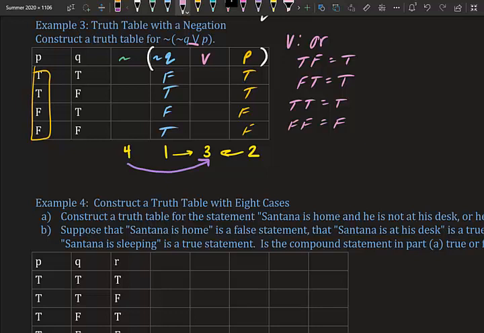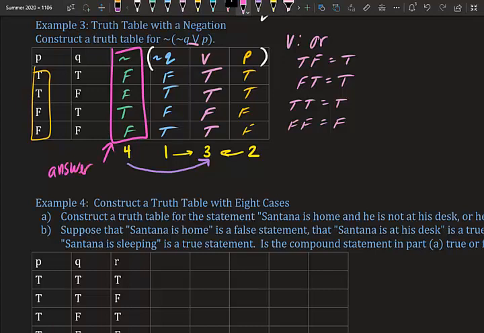So we need to bring them together. So false or true is true. True or true is true. False or false is false. True or false is true. Now we need to negate this column. We need to take the opposite of column 3. So opposite of T is F. Opposite of F is T. This would be our answer column because it's our last column. That's your answer.